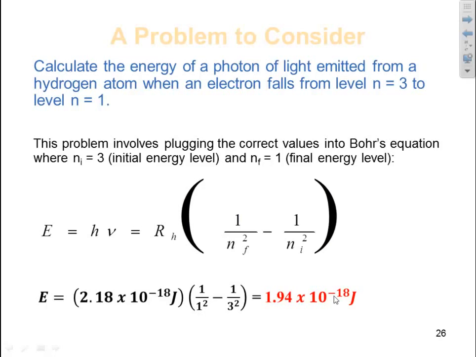Now, if it went the other way, from an n equal 1 to an n equal 3, that would be the same amount of energy it needs to absorb to go from an n equal 1 to an n equal 3 level.